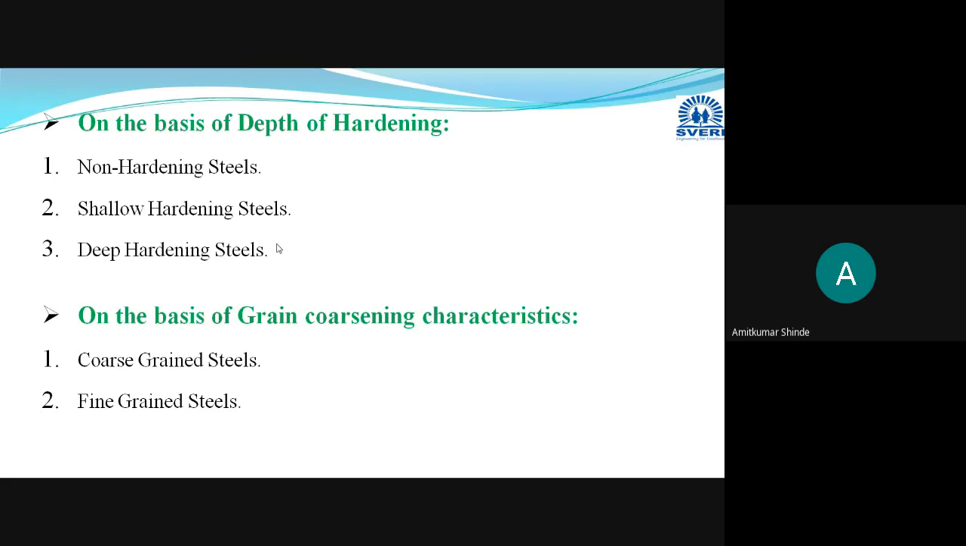Now, with the help of this concept, the classification is done into coarse grained steels and fine grained steels. Now, what are coarse grained steels? Suppose we have taken one steel and provided gradual heating. Then as the temperature increases, its grain size will start gradually increasing. As we increase the temperature, the grain size also increases. That will be termed coarse grained steels.